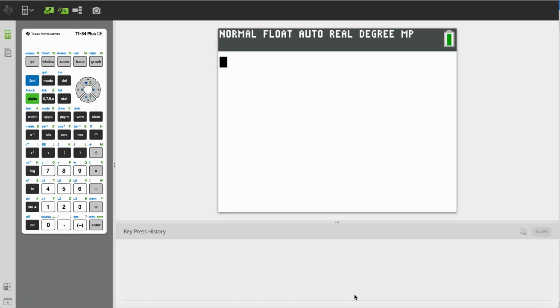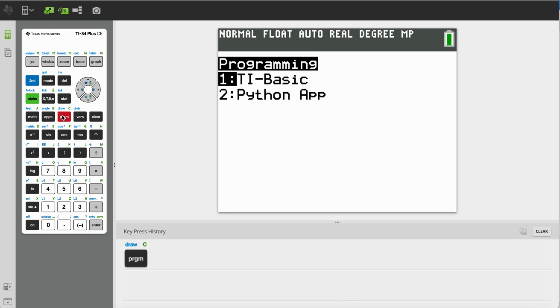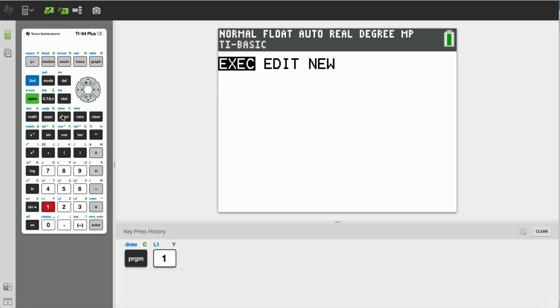I'm going to quickly show you how to create a program on your TI-84 to actually solve quadratic equations easily. Once you have your TI-84 started up, go ahead and hit the Program button, and then you may or may not see this menu. If you do, go ahead and choose option 1, which is TI Basic, and then we're going to choose a new program. So go over a little bit here, over to New, and create New, press Enter.